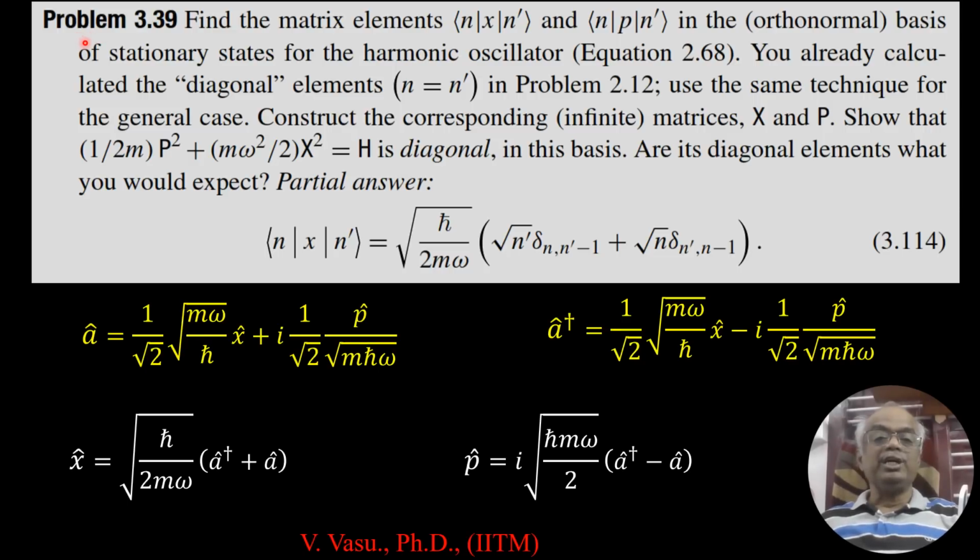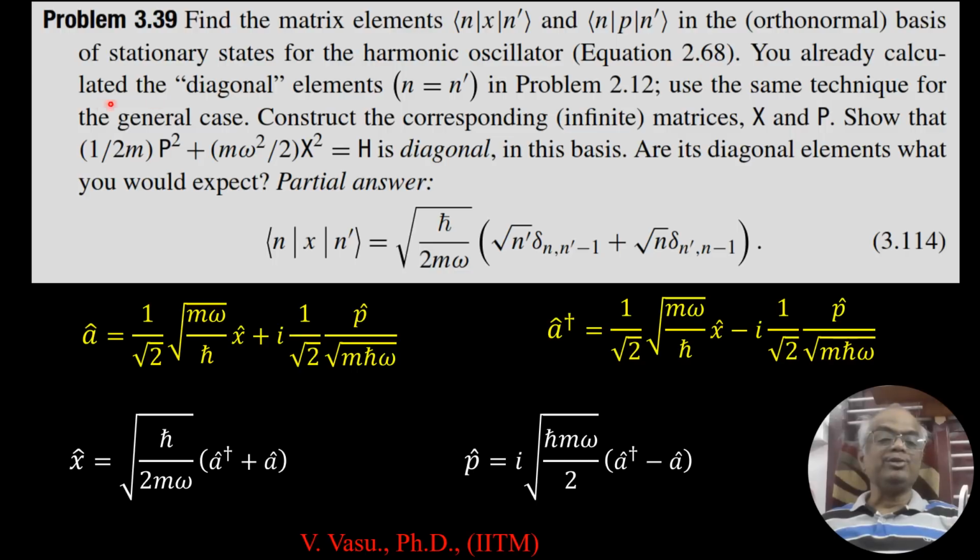And today we are going to solve problem 3.39 of Griffiths third edition, Introduction to Quantum Mechanics. The problem 3.39 is very interesting. Find the matrix element of ⟨n|x|n′⟩, that is, the inner product of x with n and n prime, and also ⟨n|p|n′⟩ in the orthonormal basis of the stationary states for the harmonic oscillator.